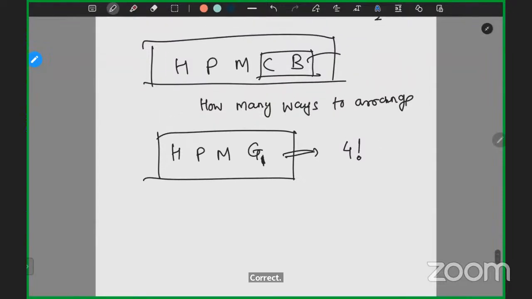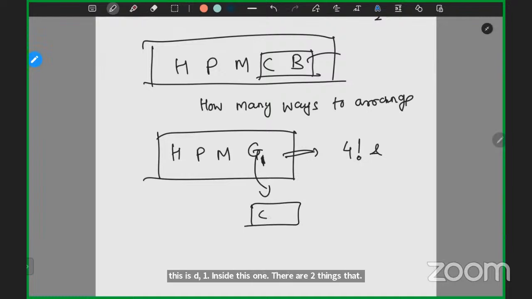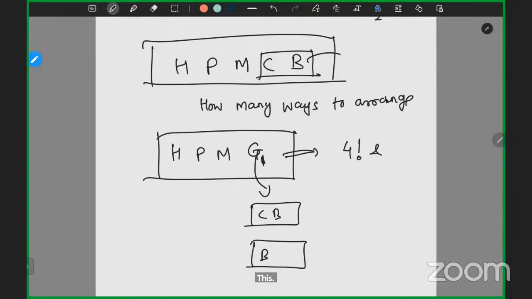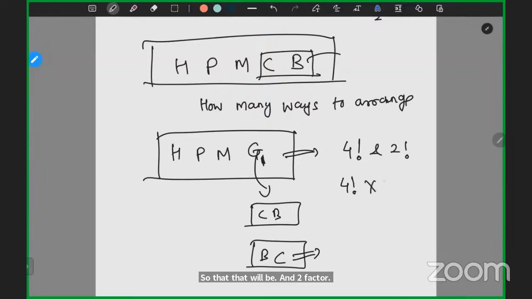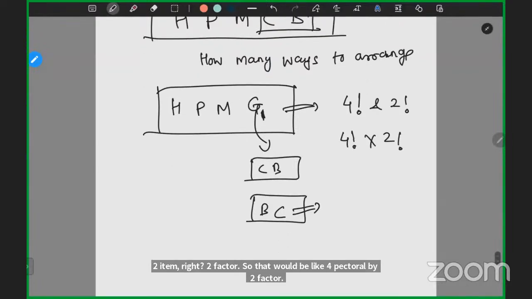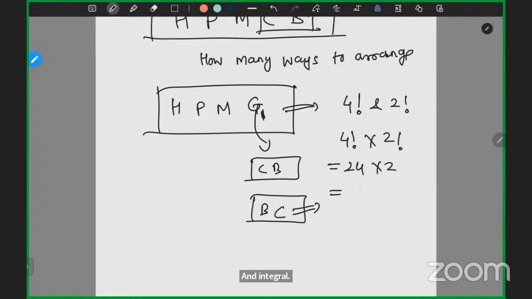And see now, this is G1. Inside this G1 there are two things, C and B. I can keep them like B and C also. The question is just to bundle them. We never talked about order, like this should come first or something like that. So that will be two factorial, for these two items. So that will be 4 factorial multiplied by 2 factorial, arranging them. So 4 factorial is 24, and this is 2, which will become 48.